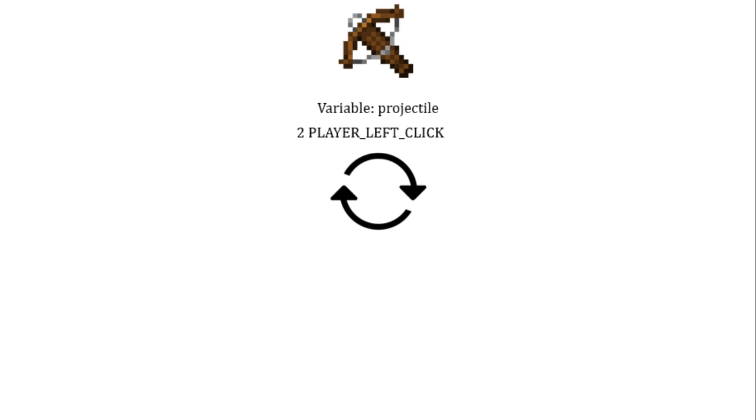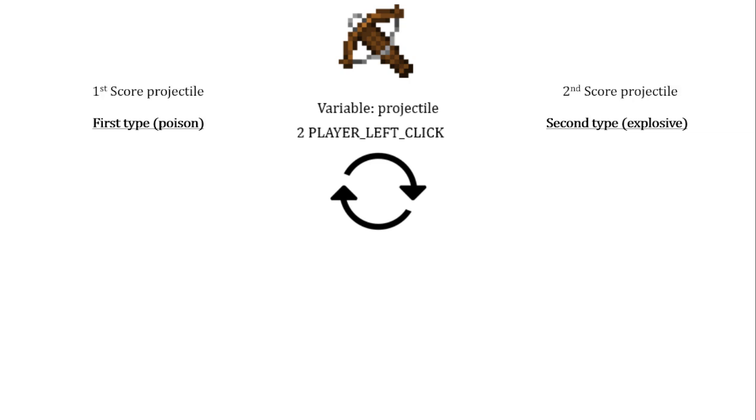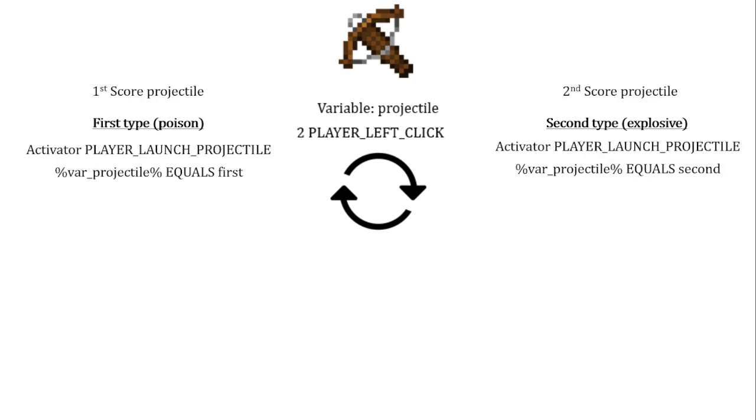Perfect. The two types of projectiles will be one related to poison and the second one related to explosive. They are two different projectiles, so we have to create two score projectiles. Alright? Nice. We have the variables, we have the projectiles. Now let's launch them with a player launch projectile activator and with the good conditions. Perfect, now our crossbow is launching custom score projectiles depending on the value of the variable.